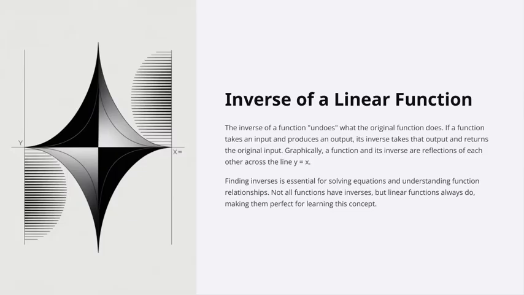Let's talk about the inverse of a linear function. The key idea here is that an inverse function essentially undoes what the original function does. So, if a function takes an input and produces an output, the inverse takes that output and gives us back the original input. Graphically, this relationship is visualized as a reflection across the line y equals x. Imagine folding the graph along that line. Your original function and its inverse would line up as mirror images.